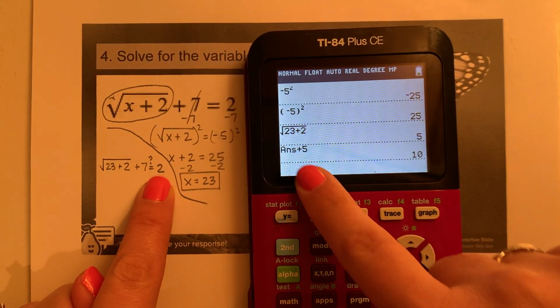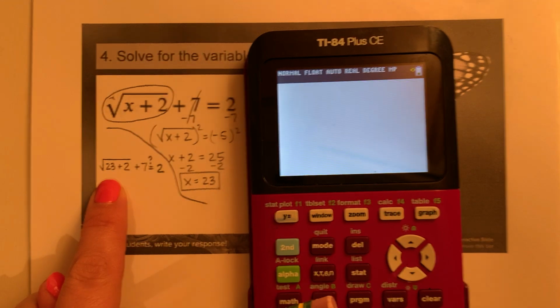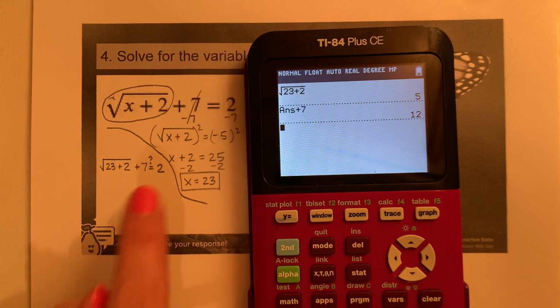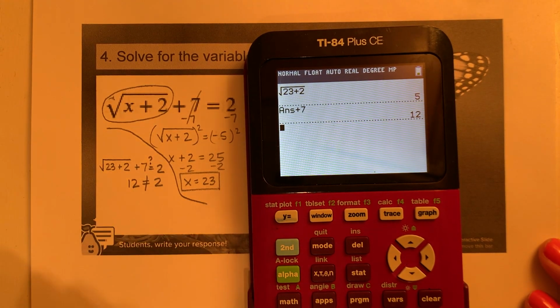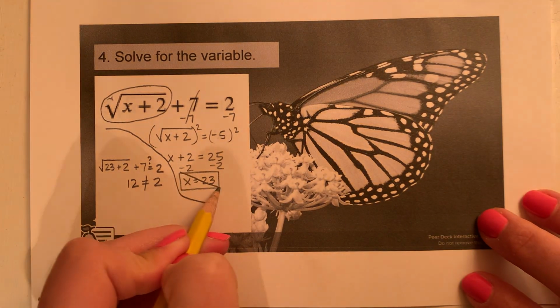Oops, I accidentally added 5. Here, let me do that again. Square root of 23 plus 2 plus 7. I don't get 2. I get 12. I get 12 equals 2. That is not true. Okay, that tells me this is not a true answer.